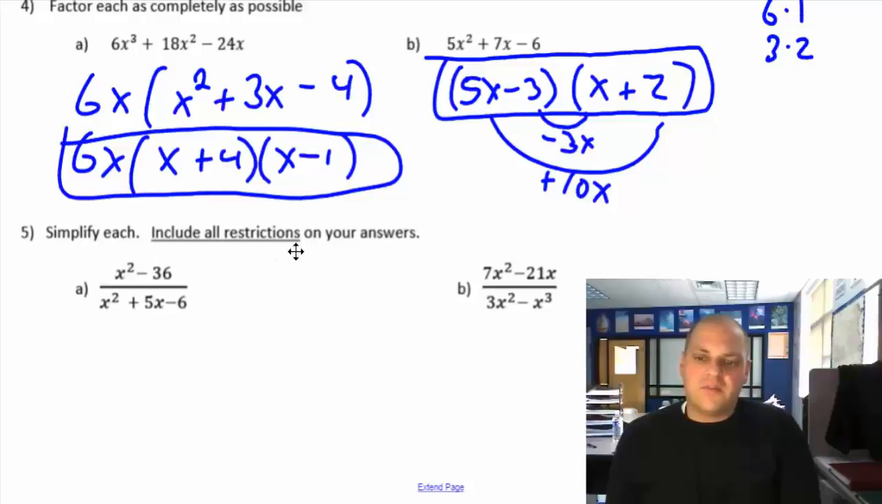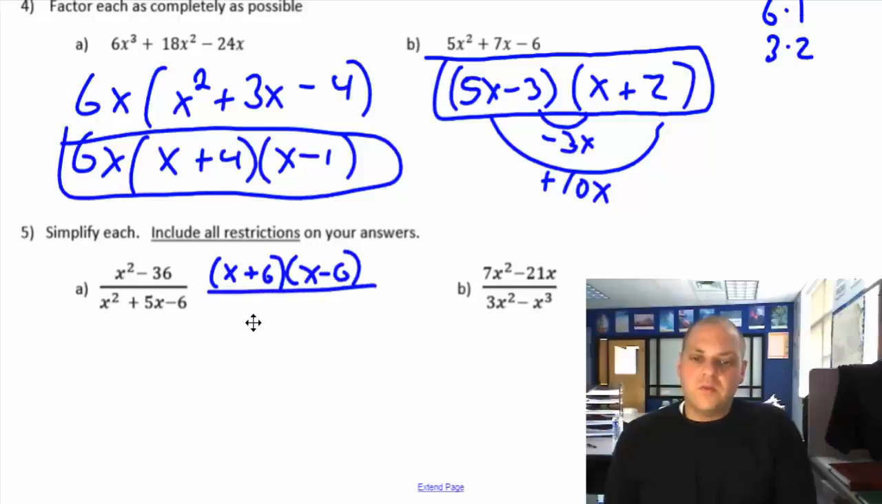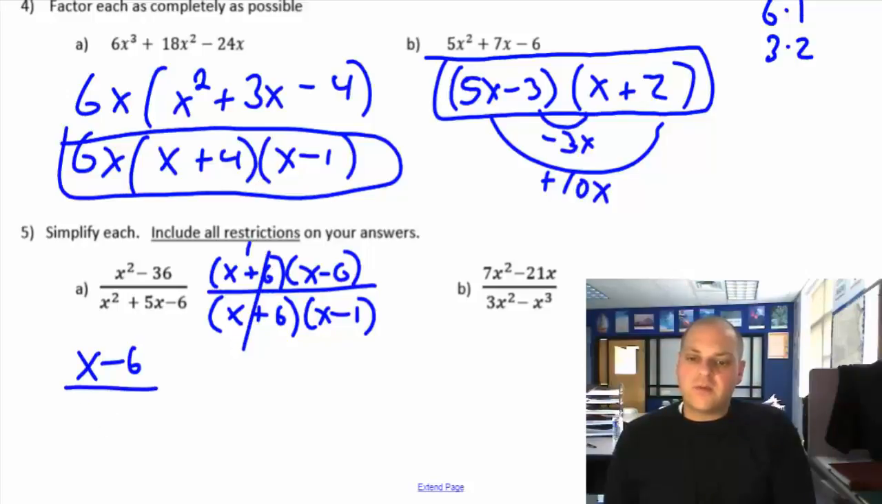All right, simplify each, include all restrictions. So simplify, just factoring. Factoring, canceling out, right? Oh, I'm sorry, I said the C word. Reducing to 1 or negative 1. All right, so we have x plus 6, x minus 6. We have x plus 6, x minus 1. Yep, because that's 5. Yep, that works. And, okay, x plus 6 reduces to 1, and it leaves us with x minus 6 over x minus 1.